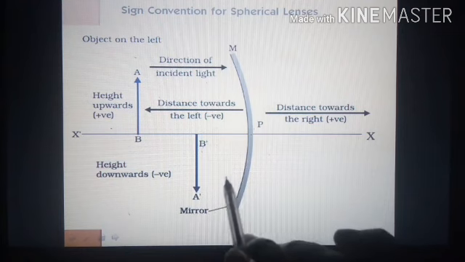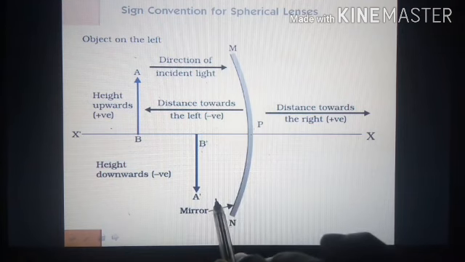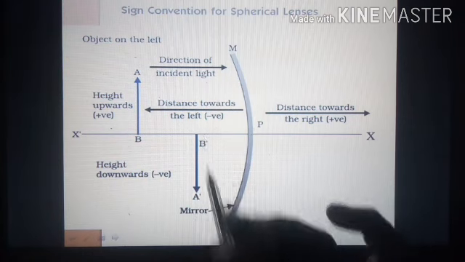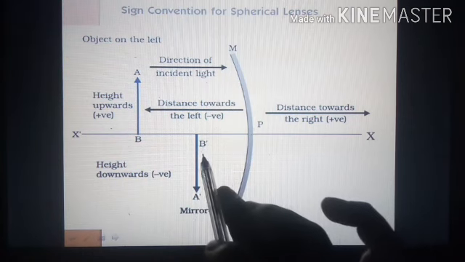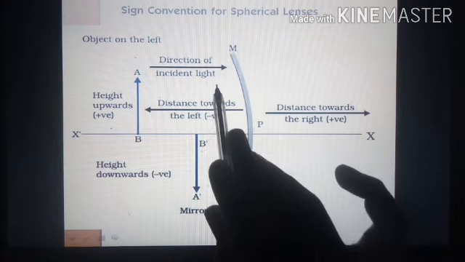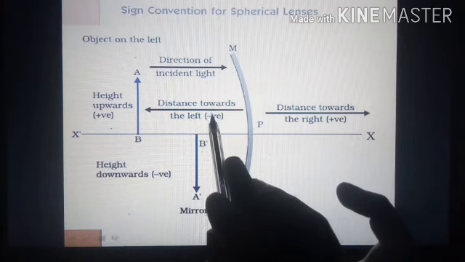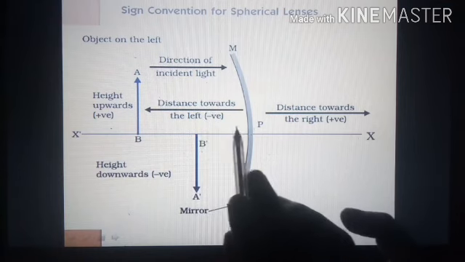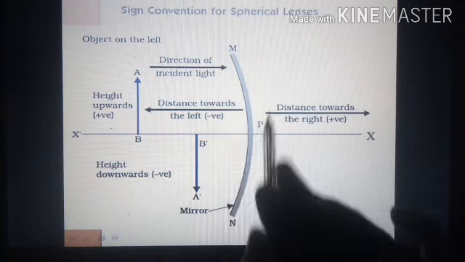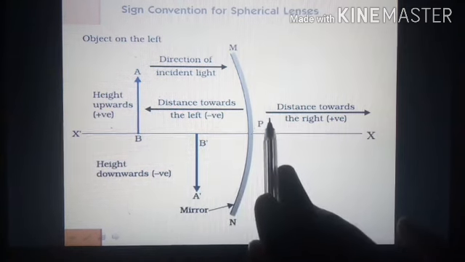At the same time, for the images, real images are inverted, which means they form below the axis, so the height is negative. Suppose it is a virtual and erect image, it is always above the axis, so the image height will be positive. So these are the conventions. While solving problems, it is easy to recall these sign conventions.